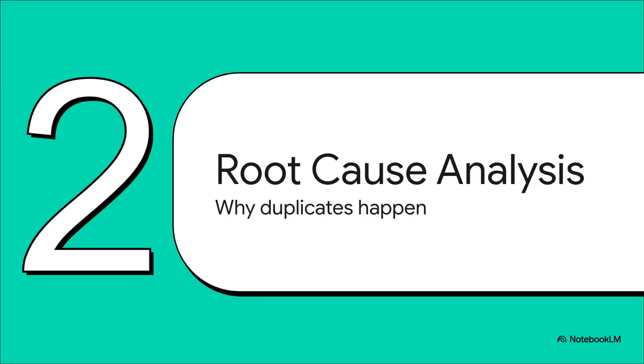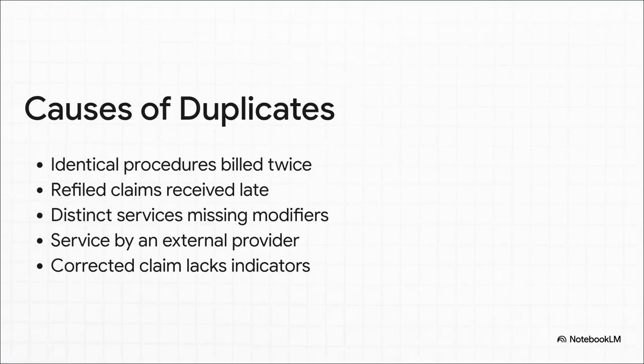Section 2. Root cause analysis. Why do these actually happen? The crucial point to remember is that duplicates aren't always just simple double billing. Yeah, sometimes it really is a pure administrative error where identical procedures are billed twice because the same charge sheet was processed by two different charge entry operators. But honestly, it's often way more complex.